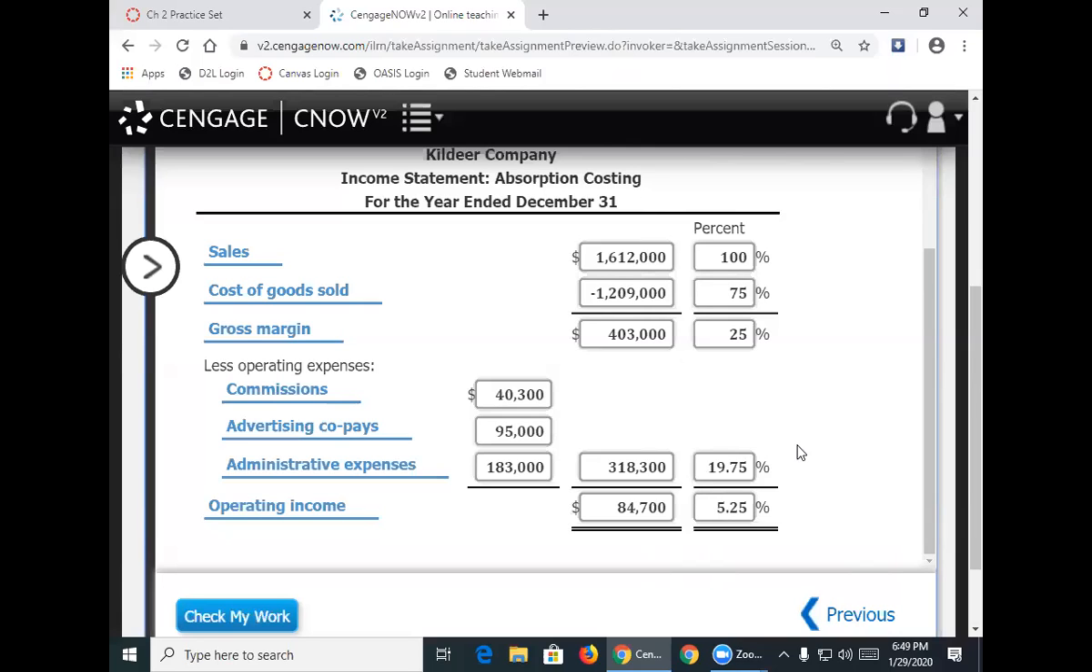Any questions? It's a lot of number crunching, right? And T accounting.